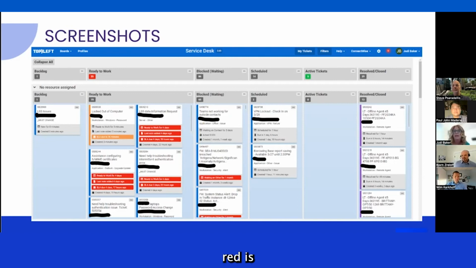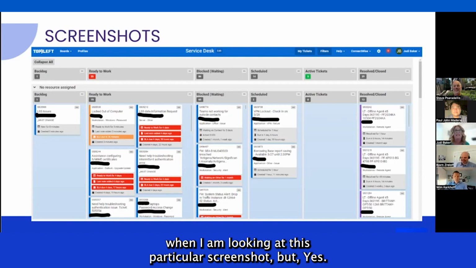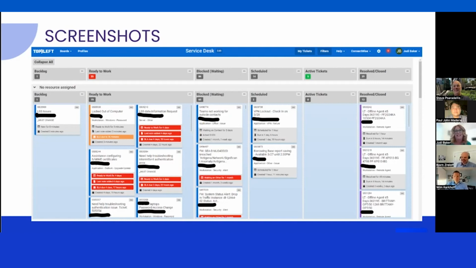Red means it's very close to not good. Not making me very happy. Yeah, red is bad. It means that I'm a little sweaty when I am looking at this particular screenshot. But yes, well, good.